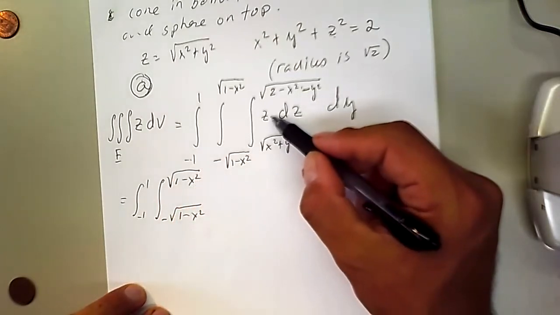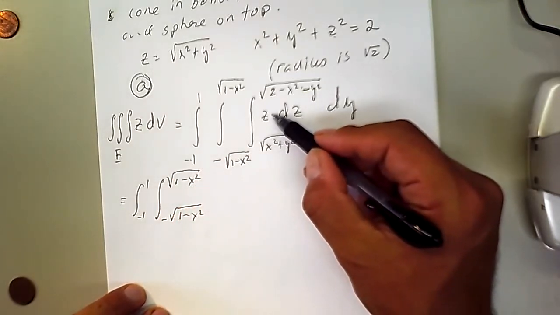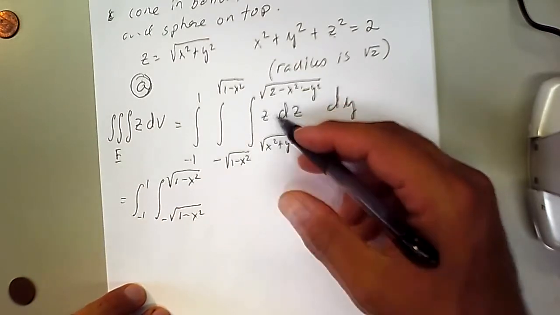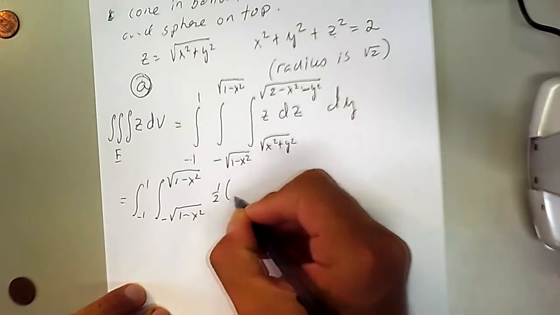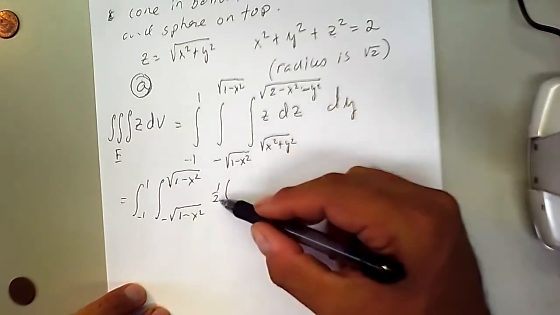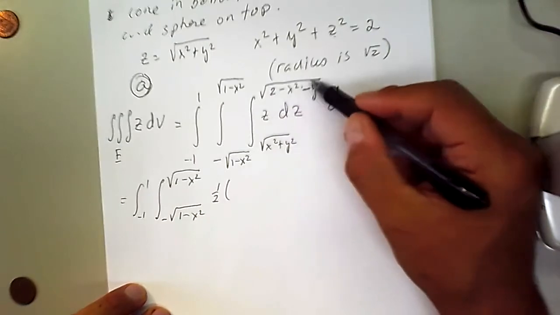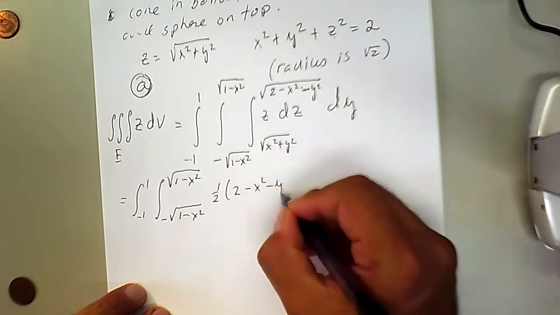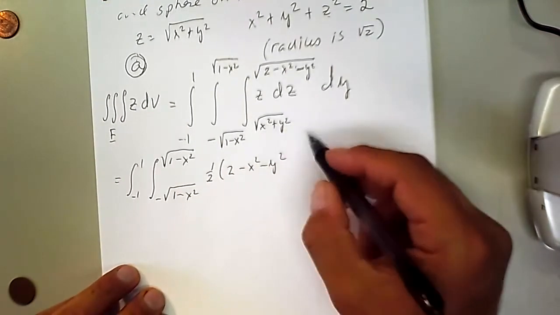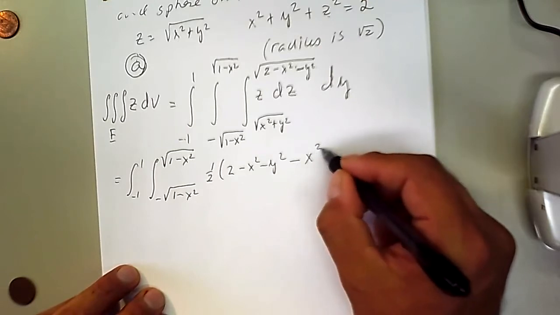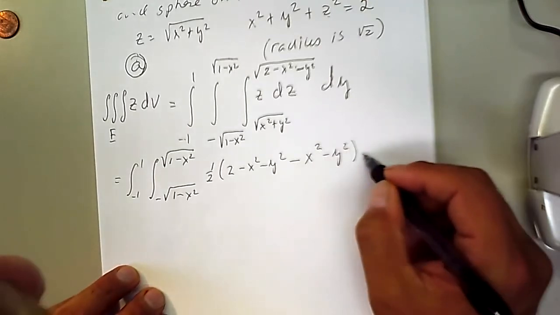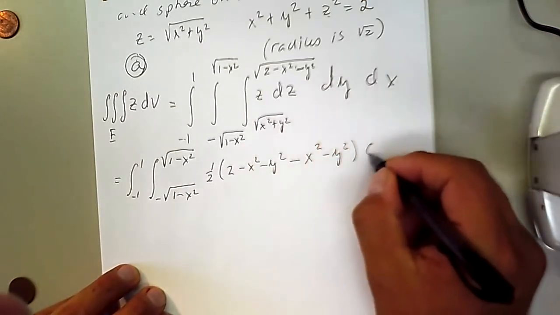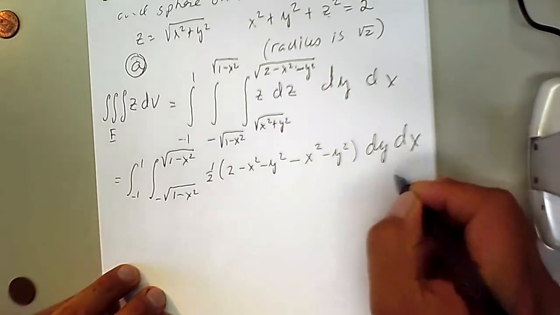Now remember, this is going to be z squared over 2 when we integrate with respect to z. So we're going to have a half. And again, z squared over 2, there's the over 2 part. Z squared, so we're going to square that. 2 minus x squared minus y squared. And then we're going to square this. So again, minus x squared minus y squared. Back here, I missed the dx. dy dx. So that takes care of this z.